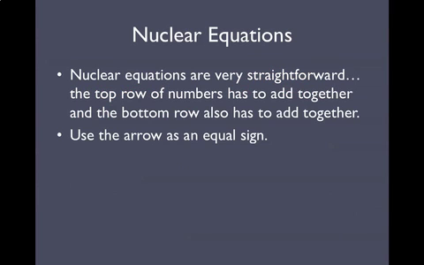So nuclear equations are really pretty straightforward. The top row of numbers has to add up to each other, and the bottom row of numbers also has to add up to each other. And we use the arrow as our equal sign.